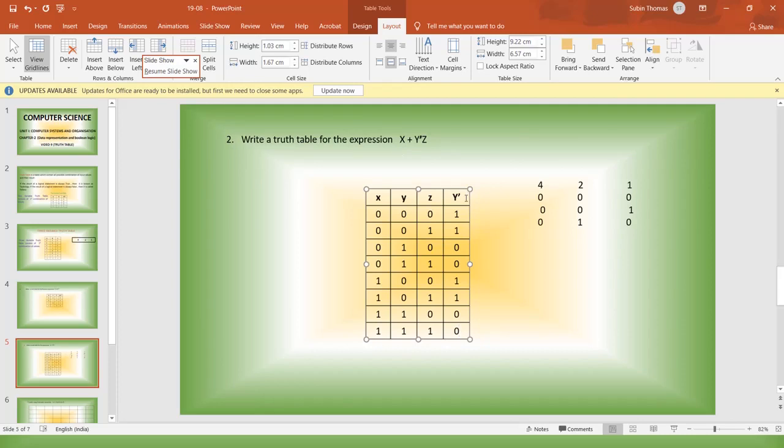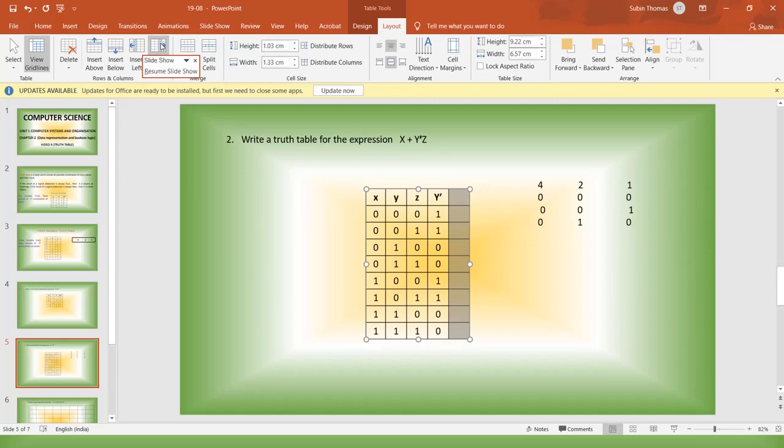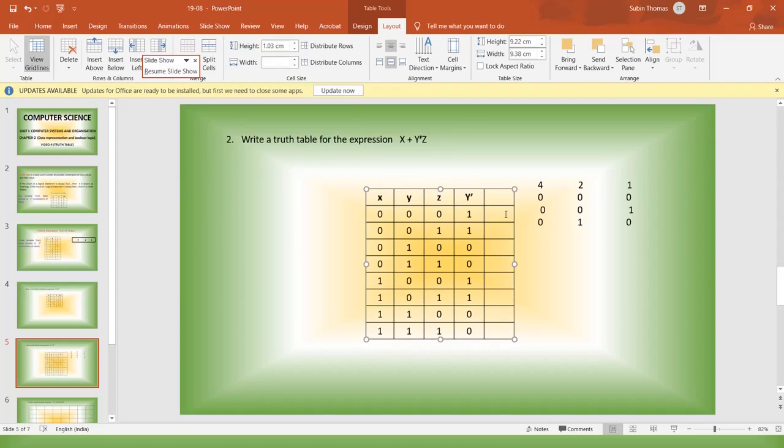So I am going to just insert one more column here. Inserting one more column. That will give me y complement. See that y complement is z. Y complement is this column and z is this column. Multiply these two columns, or AND operation. 1 and 0. I told you, only when both the operands are 1, the AND operator will produce 1 output. In all other cases, the AND operator will produce 0.